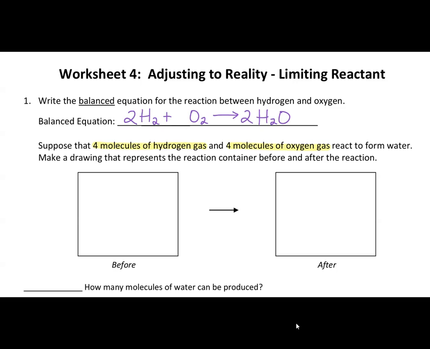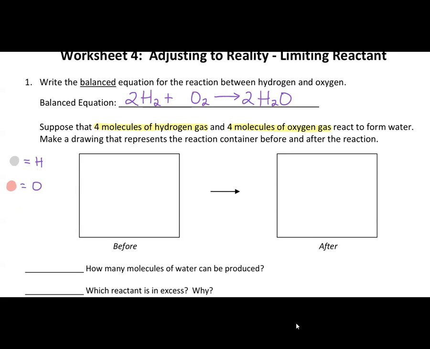Okay. I'm going to make a little key over here. I'm going to use gray for hydrogen, and I'm going to use red for oxygen. Doesn't matter what you use yourself, but make sure that you make a little key. These are diatomic, so we're going to start with 4 molecules of each. 1, 2, 3, 4, and then 4 hydrogens. 1, 2, 3, 4. Okay.